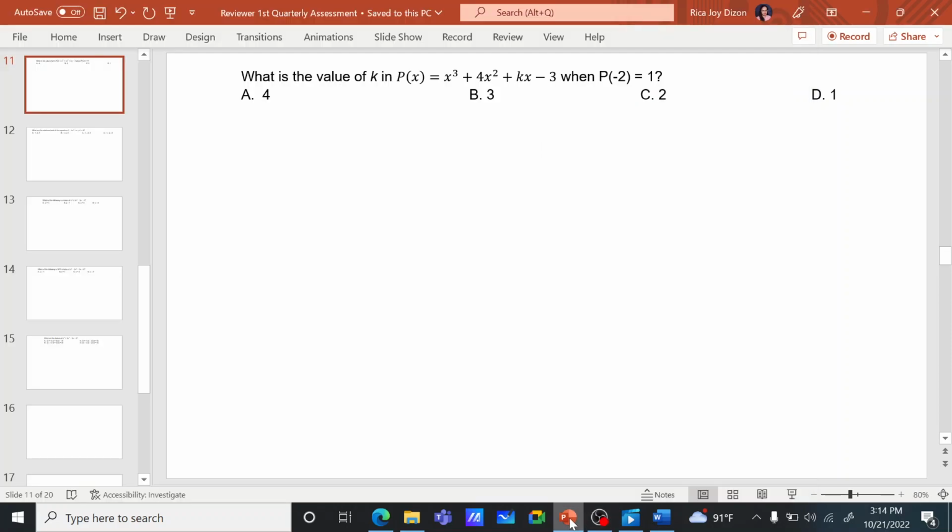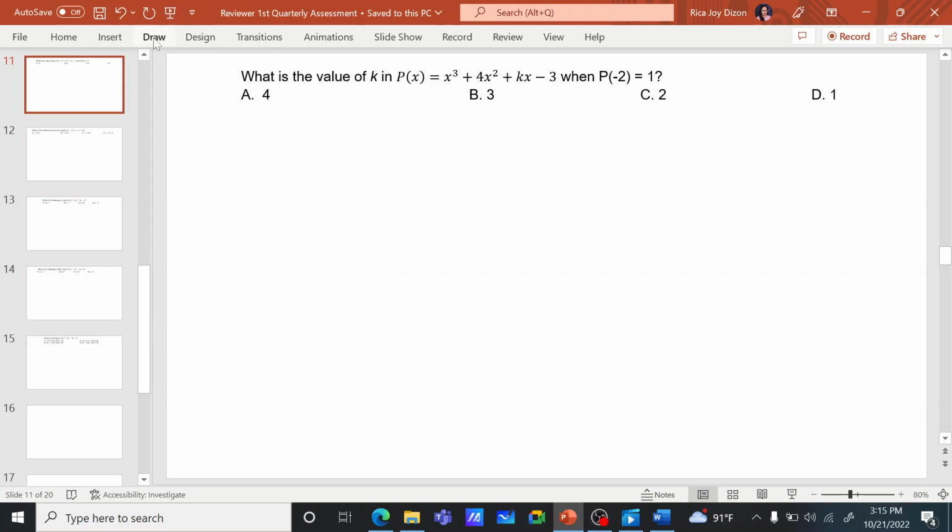Let's answer this question. What is the value of k in p of x equals x cubed plus 4x squared plus kx minus 3 when p of negative 2 is equal to 1? This means that when we substitute negative 2 to the polynomial x cubed plus 4x squared plus kx minus 3, we'll get 1 as a remainder. So we'll apply in here the remainder and the factor theorem.